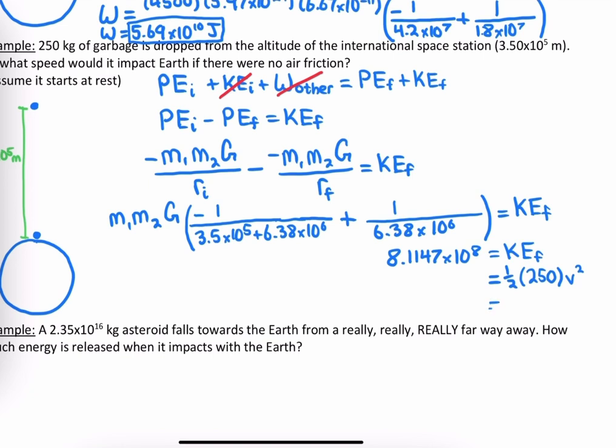So if I then take that and solve for V, I'll get 2,550 meters per second if I round to 3 sig figs.